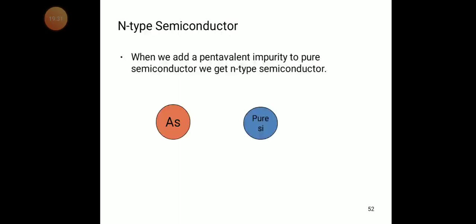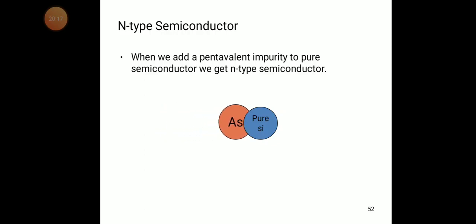N-type semiconductor: when we add a pentavalent impurity to a pure semiconductor, we get an N-type semiconductor. The pentavalent has 5 electrons, the semiconductor has 4 electrons. To form covalent bonds, the semiconductor requires only 4 electrons. The 4 electrons form bonds with the 4 electrons of the arsenic, and one extra electron is there. That electron is donated for conduction, that is, it moves into the conduction band.